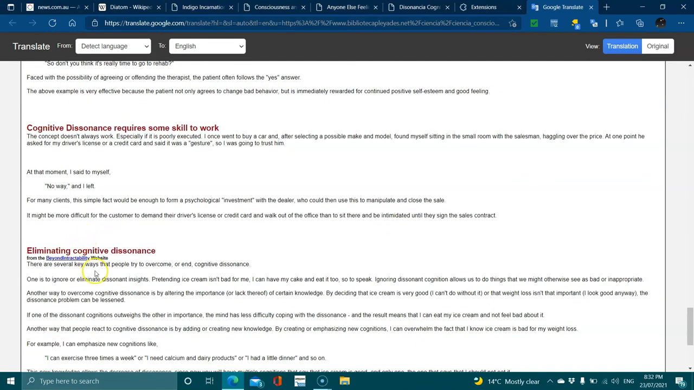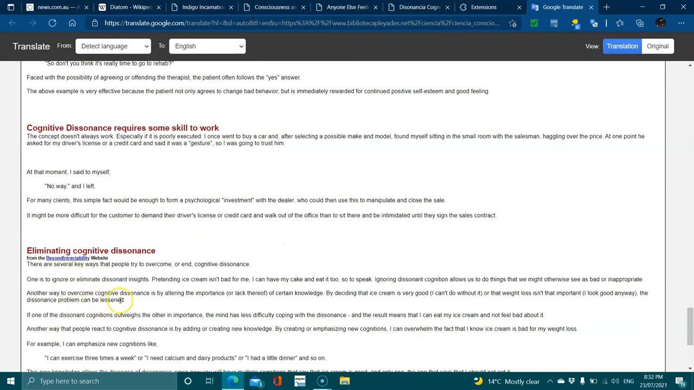Eliminating cognitive dissonance. There are several ways that people will try to overcome cognitive dissonance. One is to ignore or eliminate dissonant cognitions, pretending ice cream isn't bad for me. I can have my cake and eat it too, so to speak. Ignoring dissonant cognition allows us to do things we might otherwise see as bad or inappropriate.